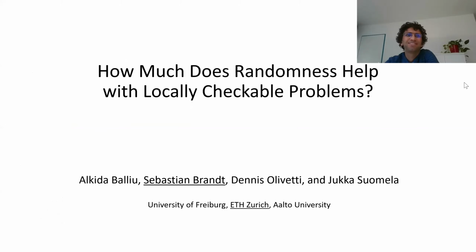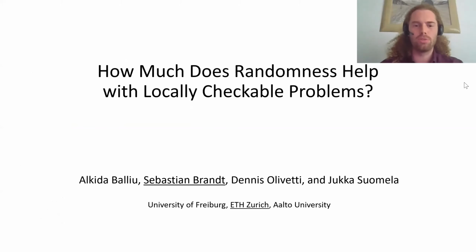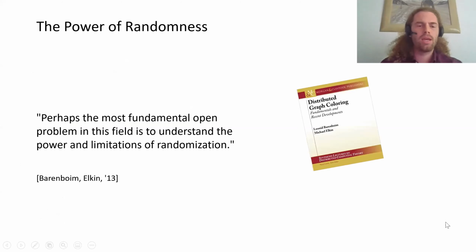Please start. Thanks, Ami. So this is joint work with Alkida Baglio and Dennis Olivetti from University of Freiburg and Yuko Suomala from Aalto University. The question we want to ask in this talk is, how much can we profit from having randomness available in the local model? Which is a question that has been mentioned as one of the most fundamental open problems in the local model by Barenboim and Elkin.